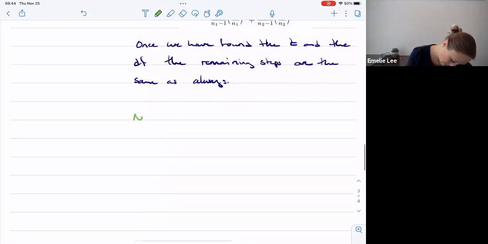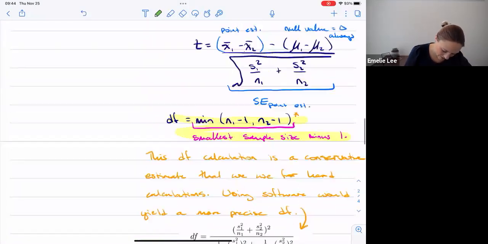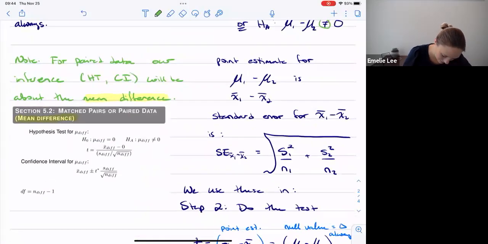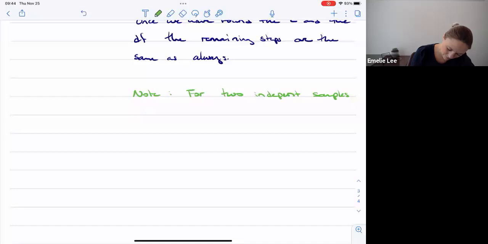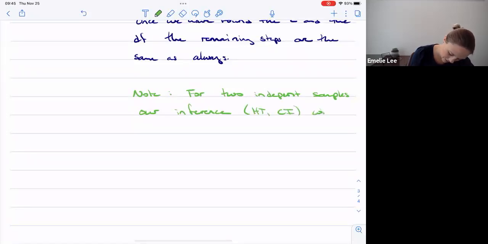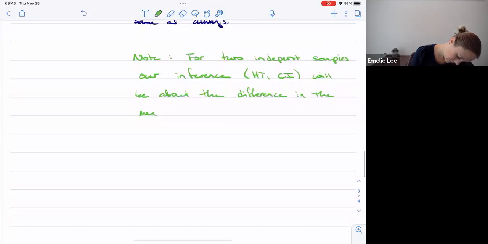So note, I want to have the same format of this. For 2 independent samples, our inference, hypothesis testing, and confidence intervals will be about the difference in the means.